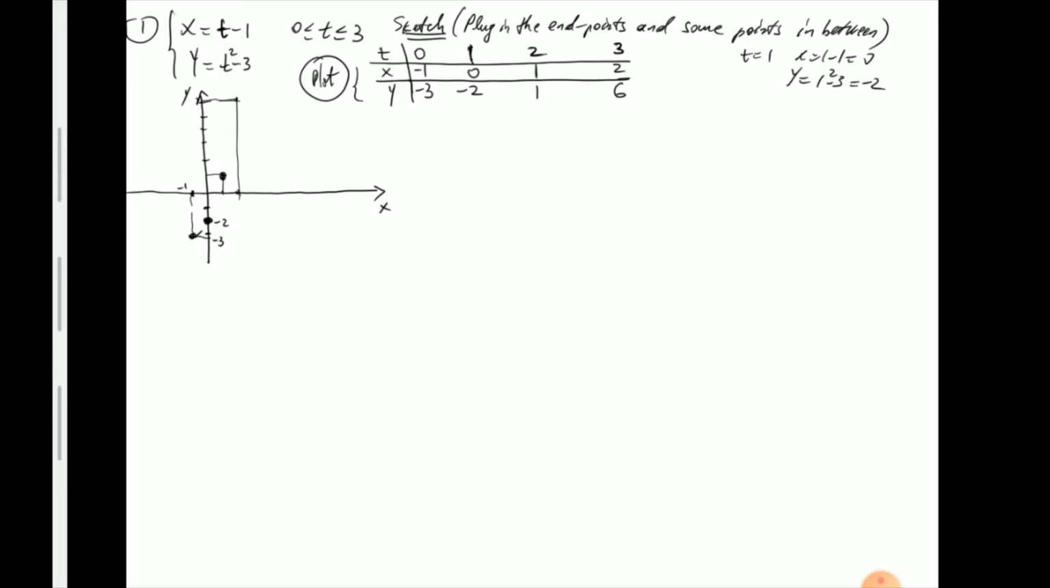This is actually a portion of a parabola. And so notice this is the direction of motion, right? Because this is the initial point, which corresponds to t equals 0. And this is the final point of that motion, which corresponds to t equals 3. And then you have the other points in between.